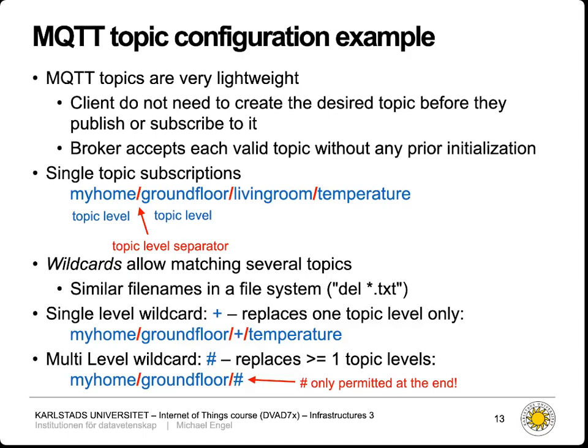So remember, we have two wildcards: a plus, which replaces exactly one topic level by an arbitrary one, and a hash mark. You can also not replace parts of a string in a topic. So it's not allowed to say my home/ground floor/A+ to receive everything that starts with an A. That's possible on file systems. MQTT makes this a bit simpler, so you need to structure your topics accordingly to make this work well for your application.